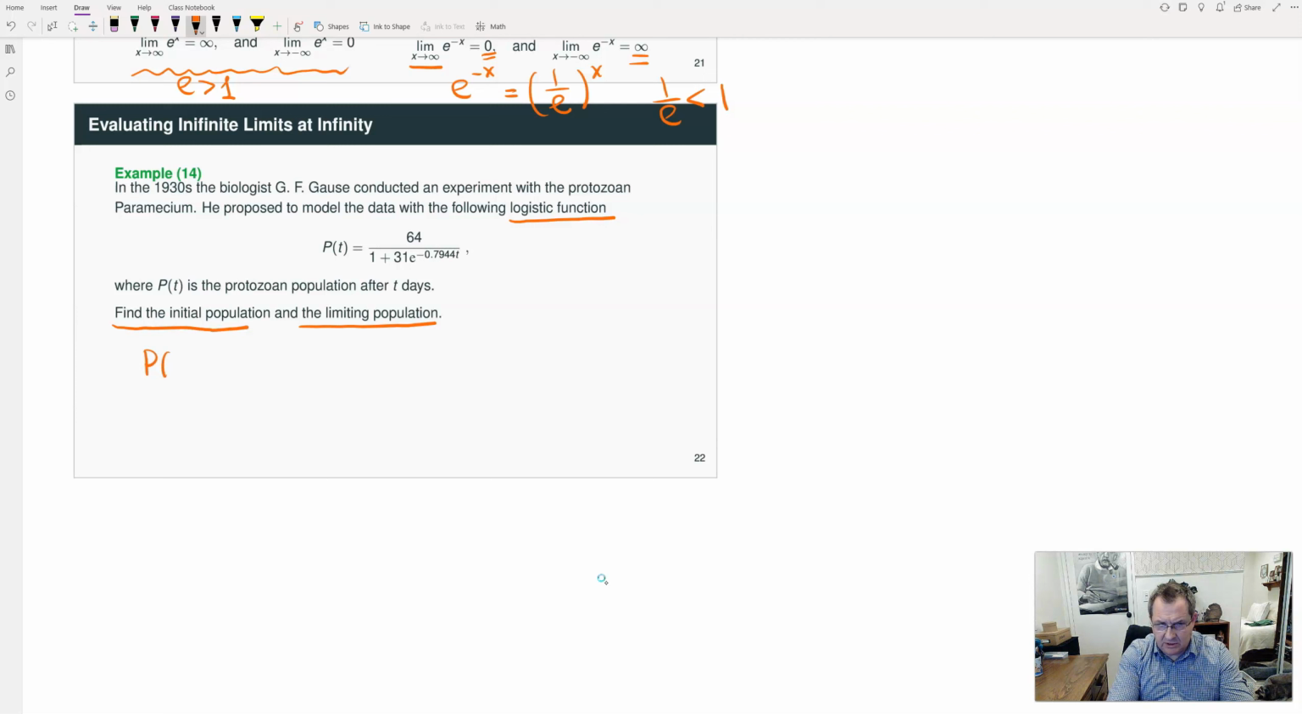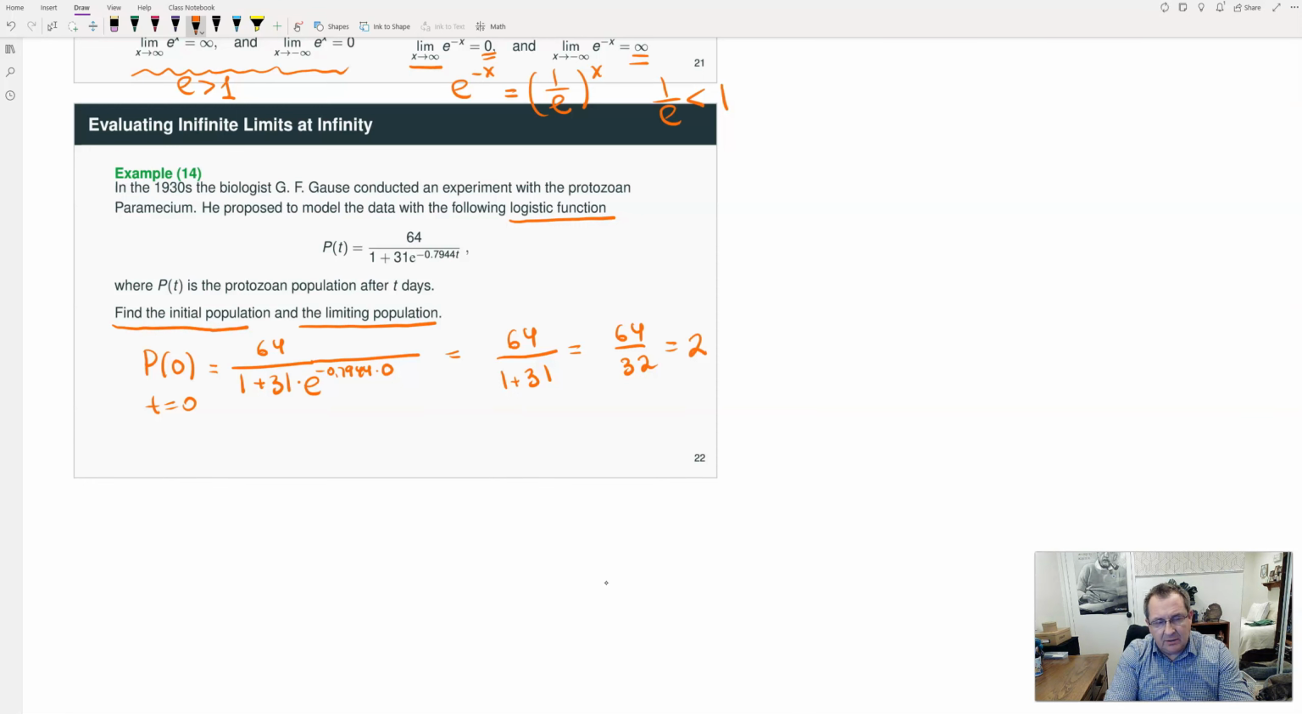The initial size of the population is a fairly easy question. We just need to substitute the value of initial time, t equals 0. And according to this function, that initial value is 64 divided by 1 plus 31 multiplied by the exponential function raised to the exponent 0.7944 times 0. After simplification, we'll have 64 divided by 1 plus 31, which is 32. So 64 over 32 equals 2. That's the initial population. So we start with just 2 parasites.